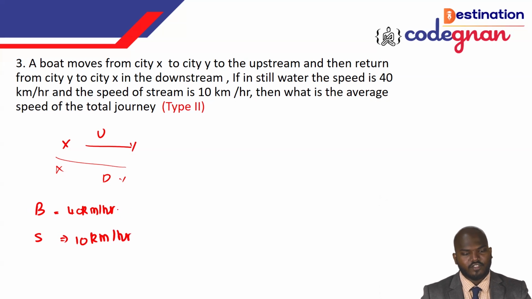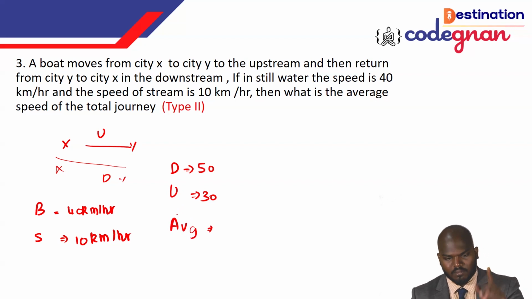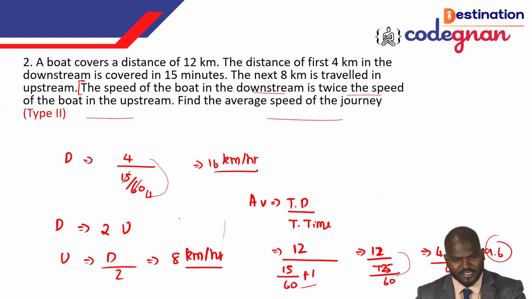So for the average speed, both of them belong to B and S. If you take the downstream, that is B plus S, boat plus stream, it will give you 50 kilometer per hour. Upstream will give you 30 kilometer per hour. We can directly take the average speed formula, and if you have direct values you can apply it here as well.